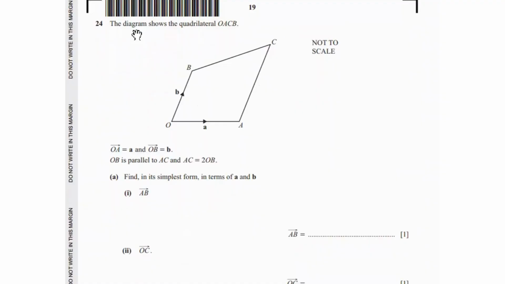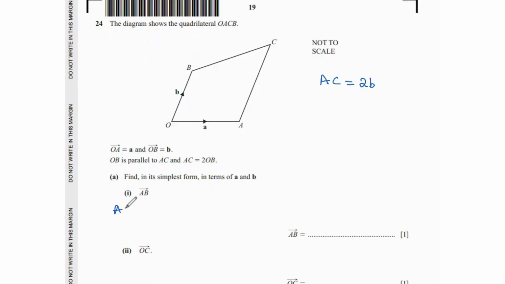Then we have a question on vectors. The diagram shows the quadrilateral OACB. Vector OA is given as A, vector OB is B. OB is parallel to AC, and AC is twice OB. So that means AC is going to be 2B. Find, in its simplest form in terms of A and B, vector AB.